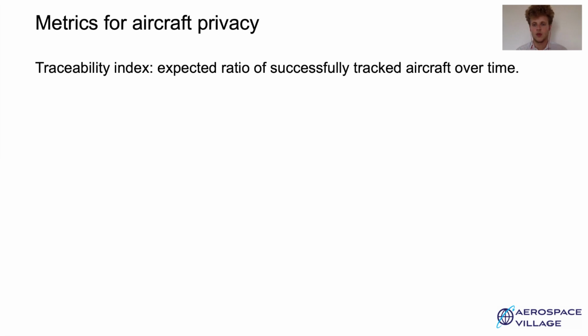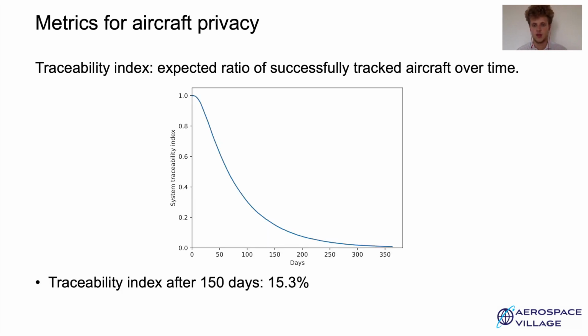In order to quantify privacy performance of such a system, we will look at its traceability index, which is defined as the expected ratio of successfully tracked aircraft over time. Here is an example. Time is represented on the x-axis and traceability index of the system is represented on the y-axis. And the traceability index of this example system after 150 days is 50.3%.